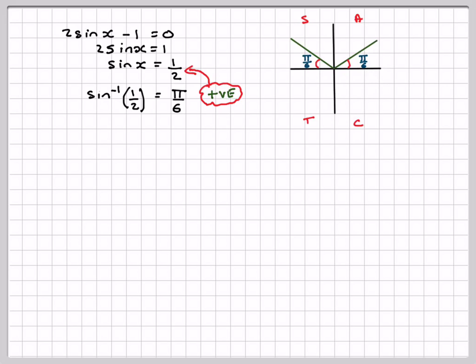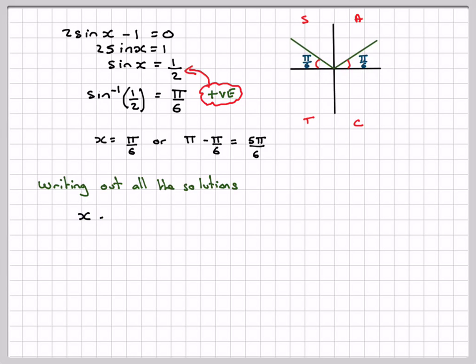Now we're solving between minus 180 and 180, or minus pi to pi. So this bit here, there's no negative angle. So the first angle is going to be pi by 6, and the second one is going to be pi minus pi by 6. So that gives 5 pi by 6. Writing out all the angles in ascending order, or in the right order. So we get x is minus pi by 2, pi by 6, pi by 2, and 5 pi by 6.